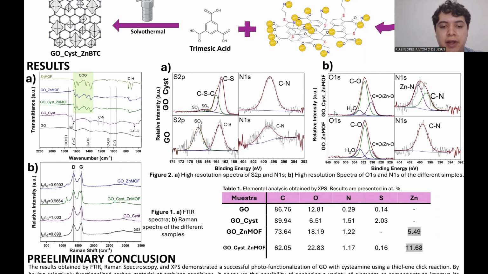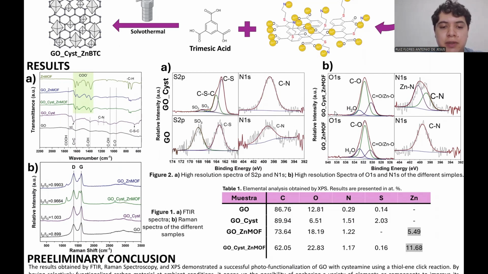Once the metal-organic framework was grown, bands between 1330 and 1650 appear, corresponding to the asymmetric and symmetric vibrations of carboxylic groups in the metal-organic framework.